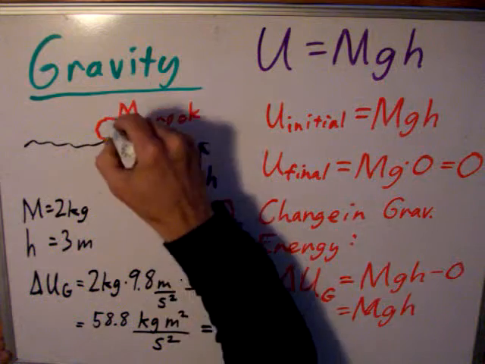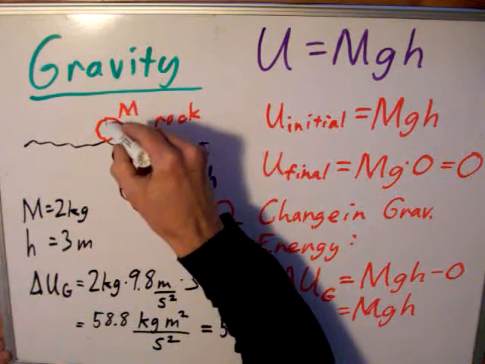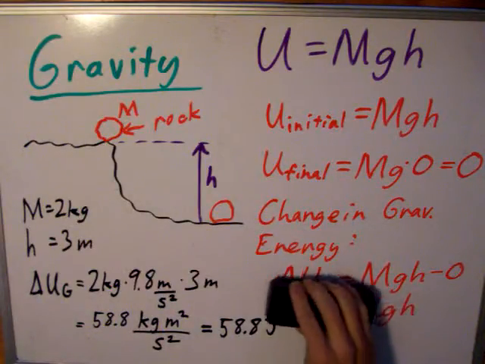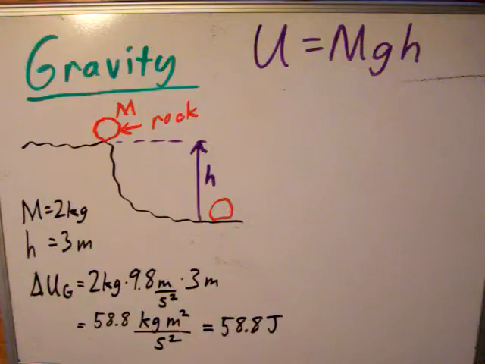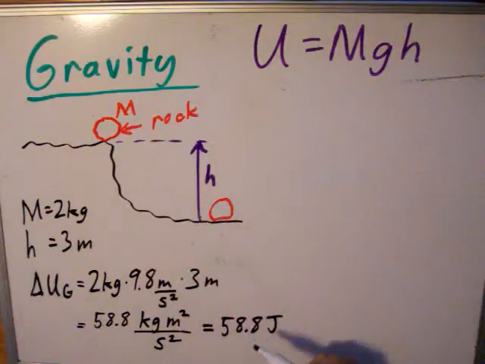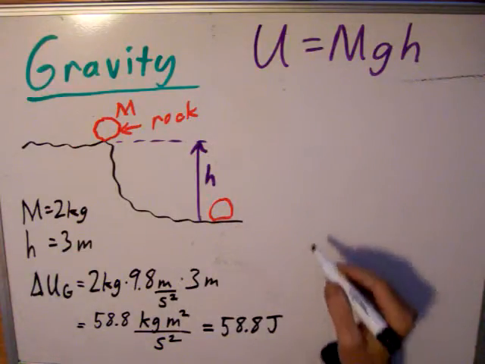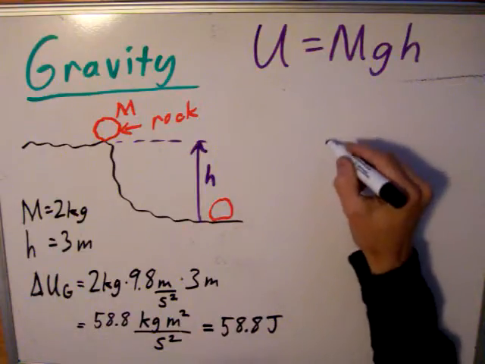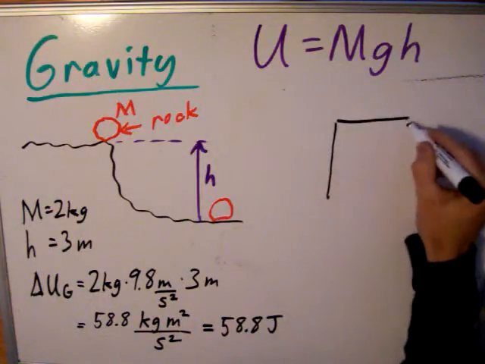So that means that the rock has 58.8 joules more at the top than it has at the bottom. What could have happened to that energy between rolling from the top to the bottom of the hill? What happens to this energy, 58.8 joules more at the top than at the bottom for gravitational energy? Well, that gravitational energy must have gone somewhere, so we can draw an energy diagram to show what happens to that.